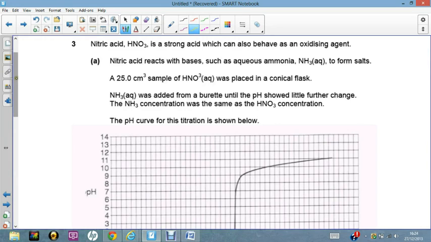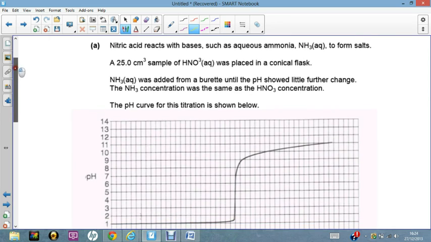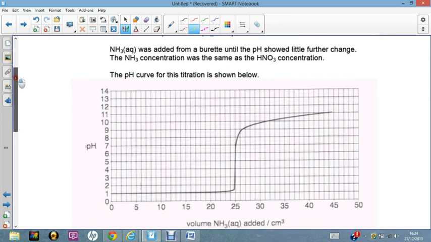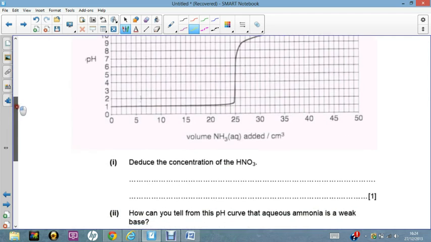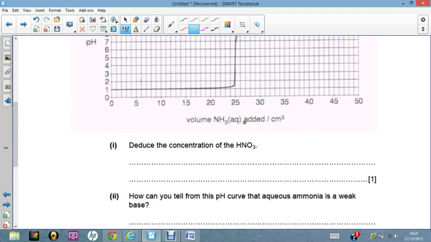Christmas mark, question 3. Again, this is an acids question. However, this is a strong acids question, and we've got a titration curve in there. Okay, so it's talking about nitric acid reacting with ammonia, and we've got a titration curve for that happening at the bottom. It says to reduce the concentration of the nitric acid. Lots of people will be trying to do all manner of different complicated calculations here. All we need to look at is the fact that this starts at pH 1.